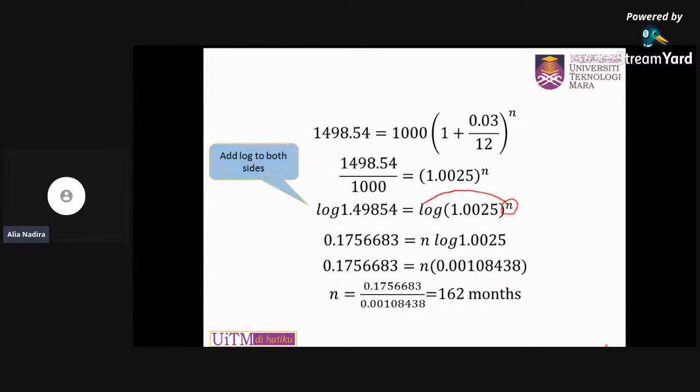Okay, that's why N here is here. So you calculate N log, this one you calculate pakai calculator, tekan pakai calculator, dapat this amount. So what is your N? So pindahkan, so dapat 162 in months. Okay, ini jawapan in months.